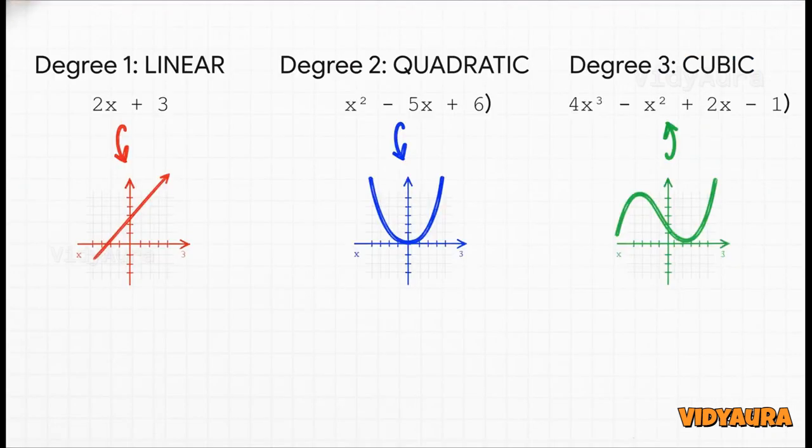And this idea of degree leads us to some names you've probably heard before. A polynomial with a degree of 1? That's linear. Yep, its graph is just a straight line. Degree 2 is a quadratic, and that gives us that classic U-shaped parabola. And a degree 3 is called a cubic, which makes a more twisty S-shaped curve.